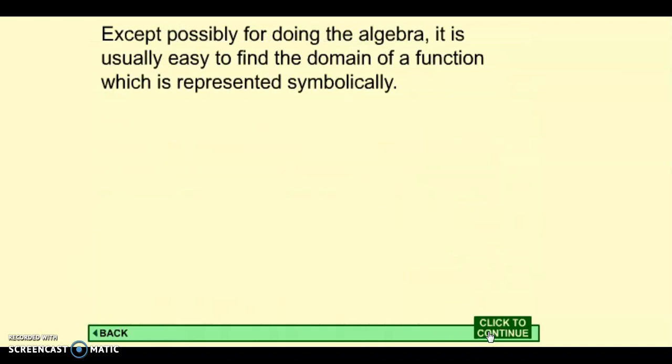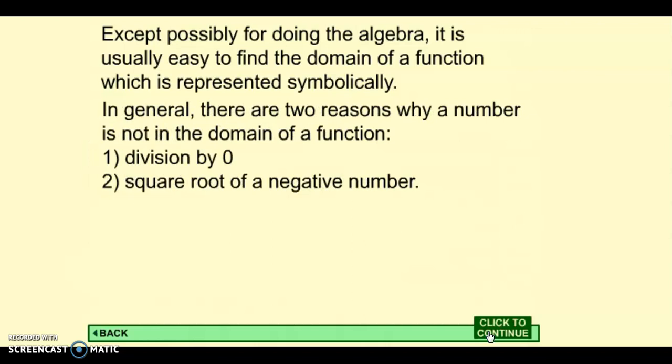Except possibly for doing the algebra, it is usually easy to find the domain of a function which is represented symbolically. In general, there are two reasons why a number is not in the domain of a function. So let's consider how we can find the domain of a function. The first thing is it should not be divisible by 0. Division by 0 means in the denominator part there should not be 0. If it is 0, it is undetermined. Your domain is not defined then.